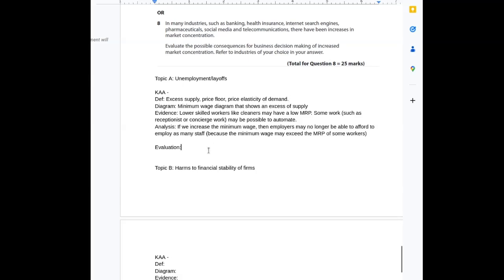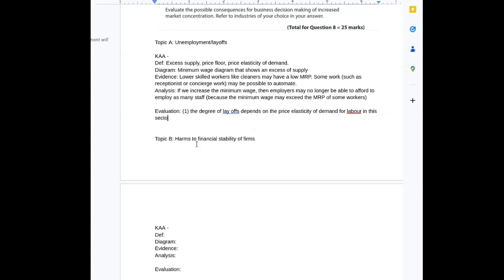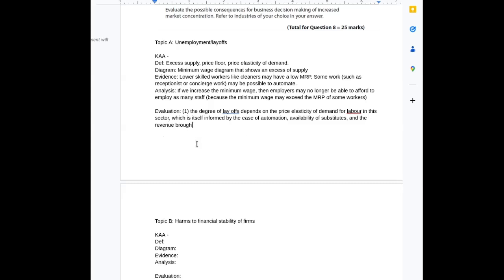And I think what we want to highlight in the evaluation is that the degree of layoffs depends on the price elasticity of demand for labor in this sector, which is itself informed by the ease of automation, availability of substitutes, and the sort of revenue brought in by workers.